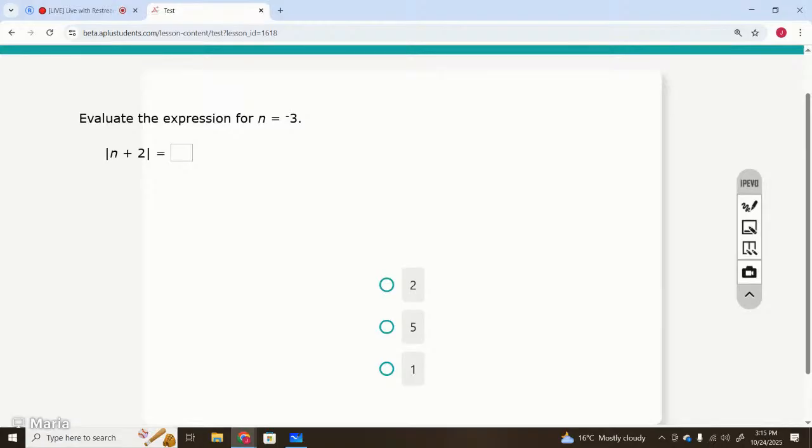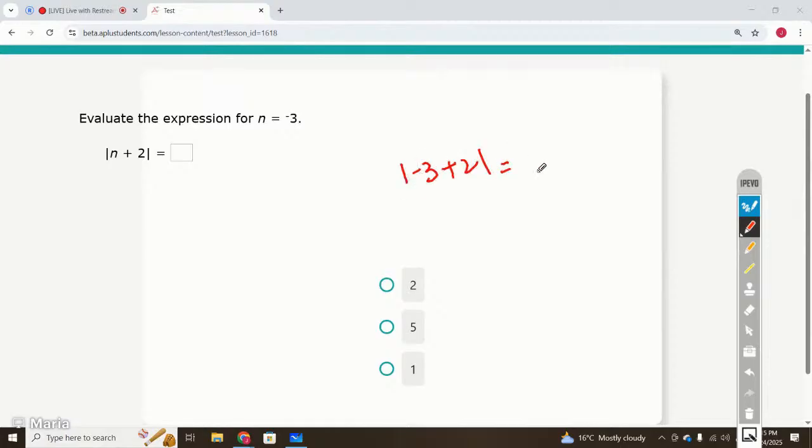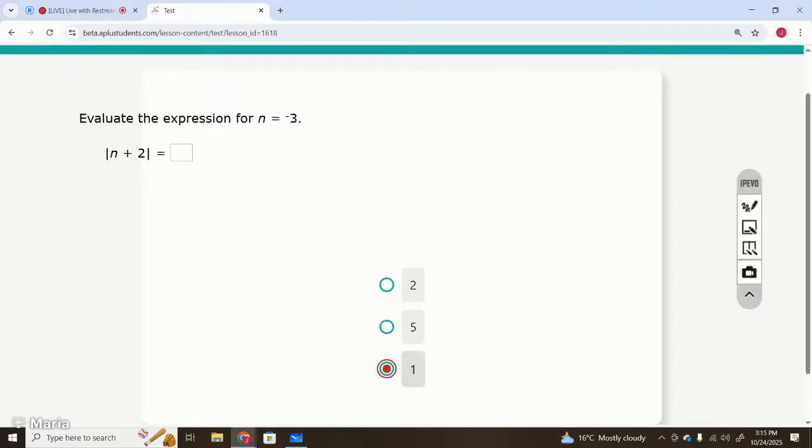Evaluate the expression for n equals negative 3. Negative 3 plus 2. Negative 1 it is. So absolute value of negative 1 is 1. Option number 2 is the correct option.